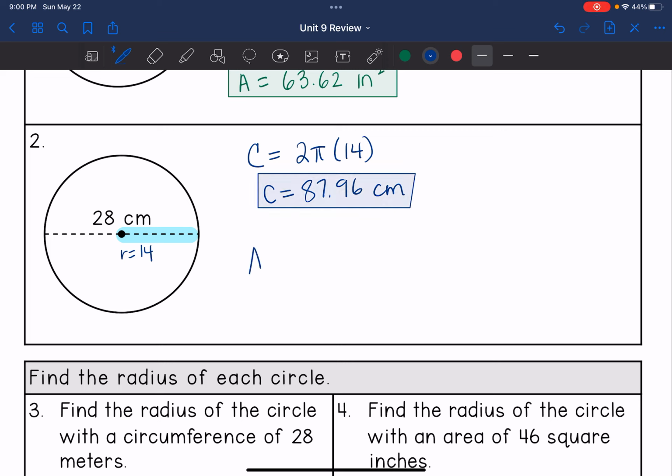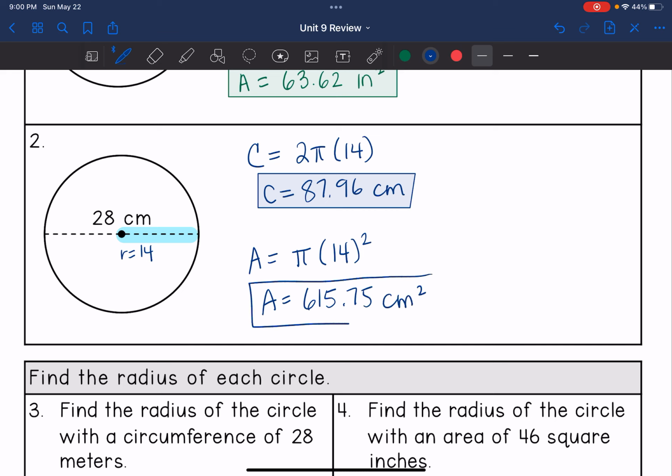Okay, and then for area, our formula is pi r squared, so it's going to be pi times 14 squared. So area is 615.75, and this will be square centimeters.